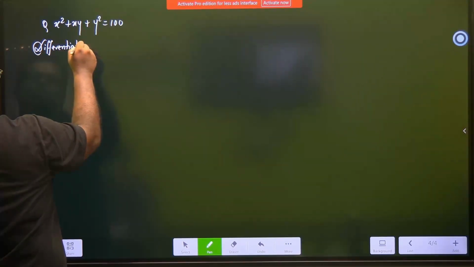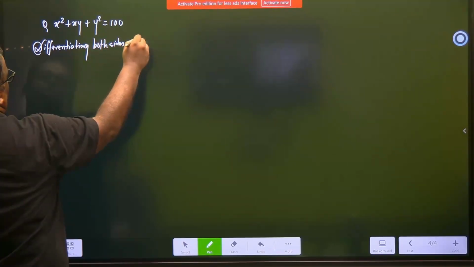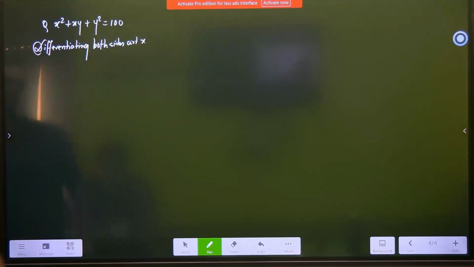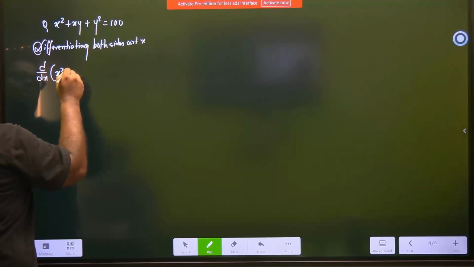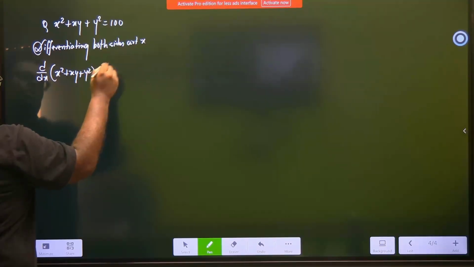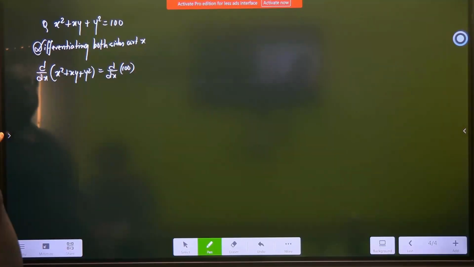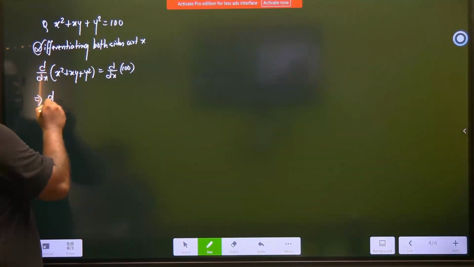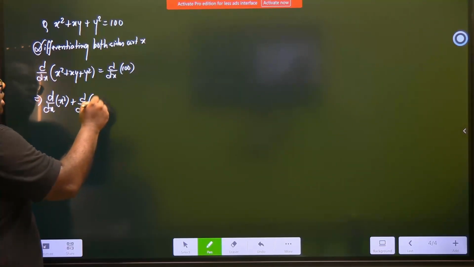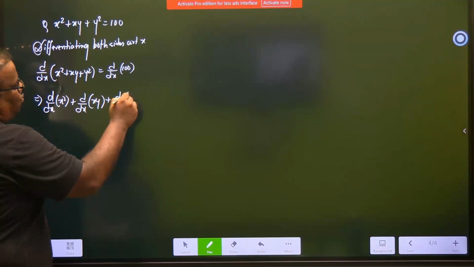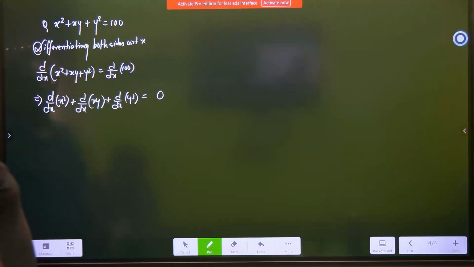Differentiating both sides with respect to x. Right? So let's differentiate d/dx of x square plus xy plus y square is equal to d/dx of 100. This is further d/dx of x square plus d/dx of xy plus d/dx of y square is equal to 0. 100's differentiation will be 0 because 100 is a constant.